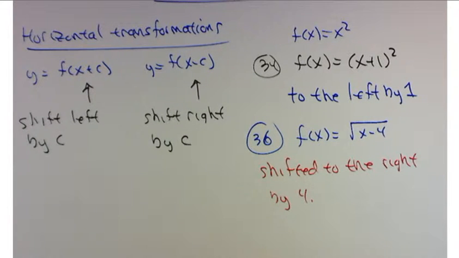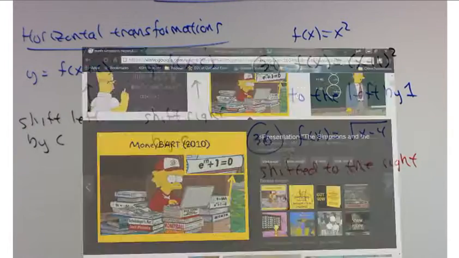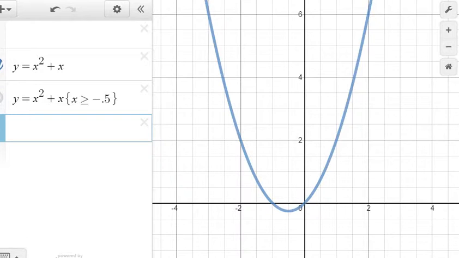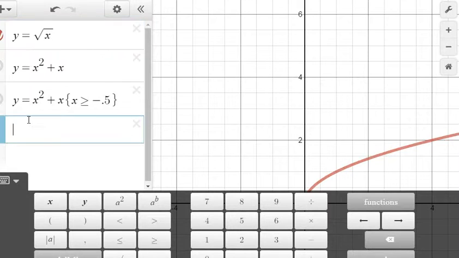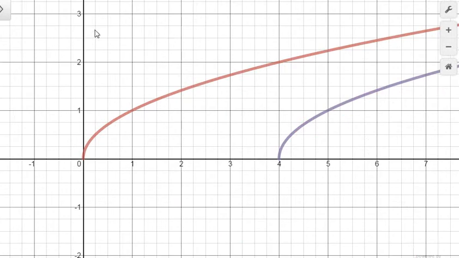We can take a quick look at these in Desmos. Let's take a look at y equals the square root of x and y equals the square root of x minus 4. And let me move this around a little bit. And you can see it's been shifted to the right by 4. So not a big surprise there, and like I said, a little bit of review.